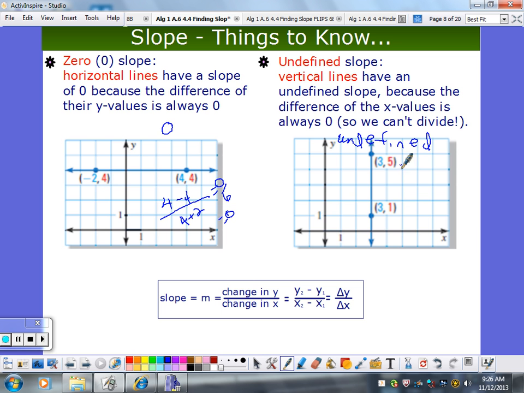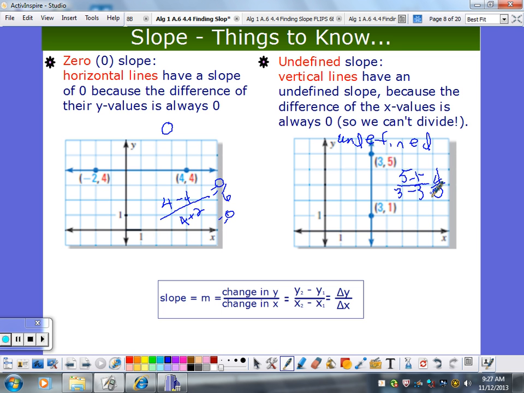Subtract the y's, 5 minus 1. And then subtract the x's, 3 minus 3. What do I get? 4 over 0? Oh, I can barely look at that thing. What do I know about dividing by 0? We can't. Wait, what? We get a black hole? I can't divide by 0. Try it on your calculator. 4 divided by 0, what happens? I hope it doesn't blow up. It might. Smoke might start coming out.